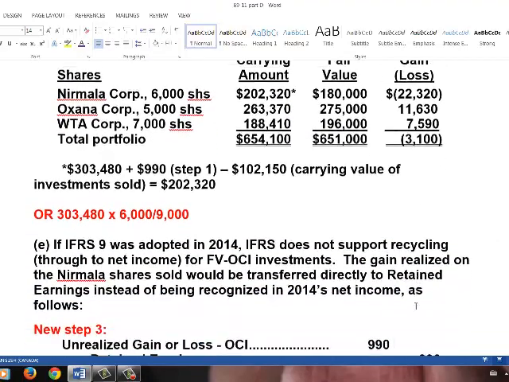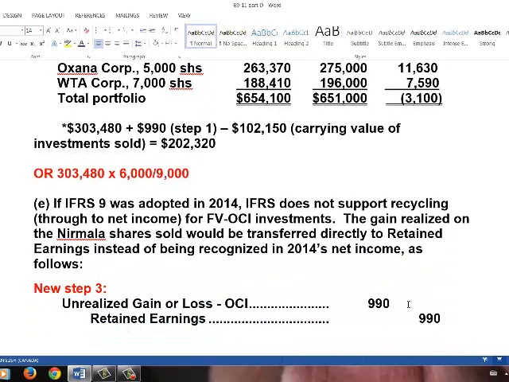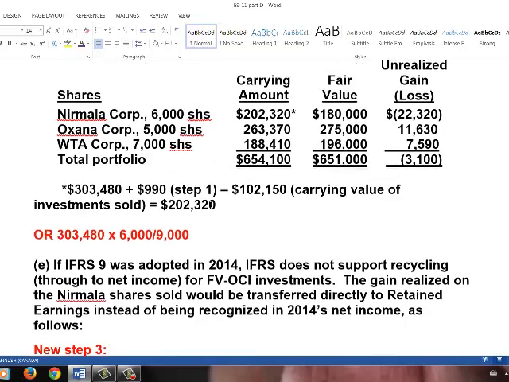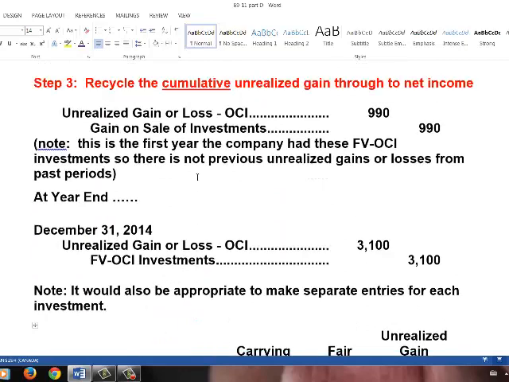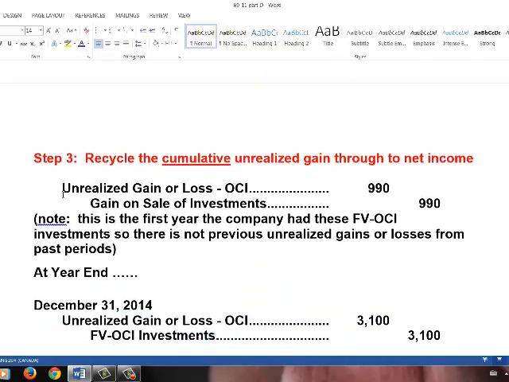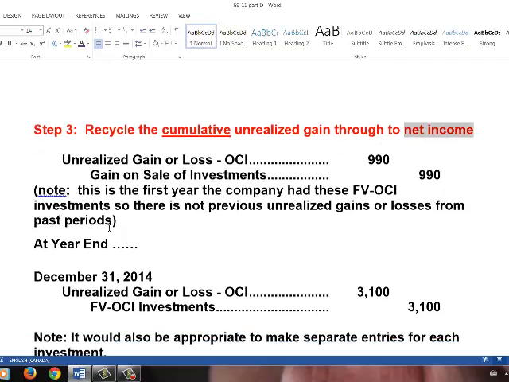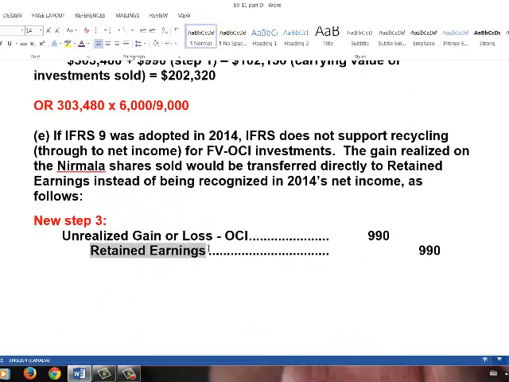Okay? Now the question asks you, how would your answer change if they adopted IFRS 9 in 2014? Well, if they did that, all that means is that in 2014, they would not have recycled through net income. They would have just recycled through retained earnings. So instead of making a journal entry up here, which would have debited the unrealized gain or loss and credited the gain on the sale of the investment, we wouldn't have credited the gain. We would have credited retained earnings. So we wouldn't have recycled through net income. So what we would have done here is we would have just credited retained earnings instead.